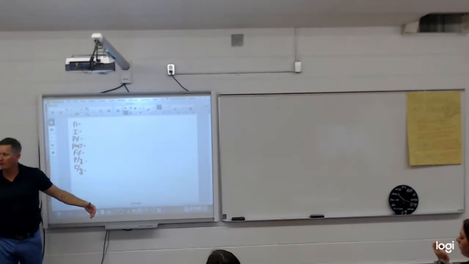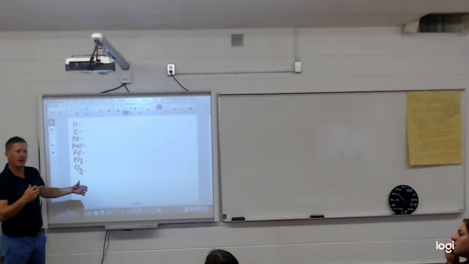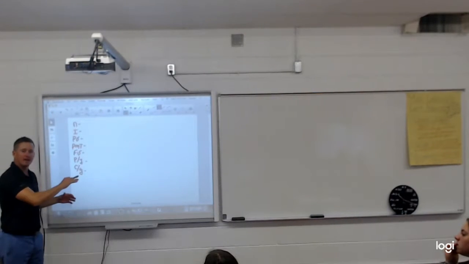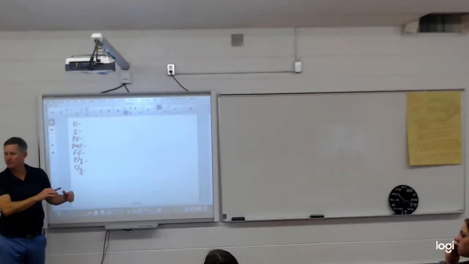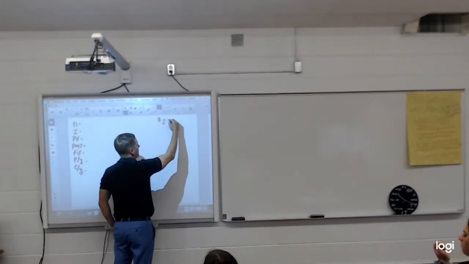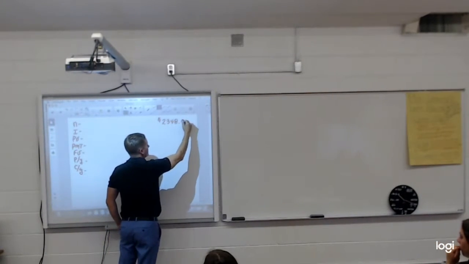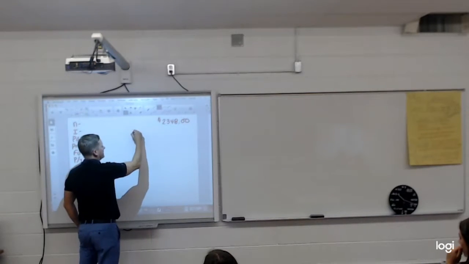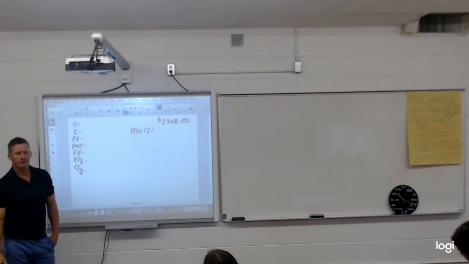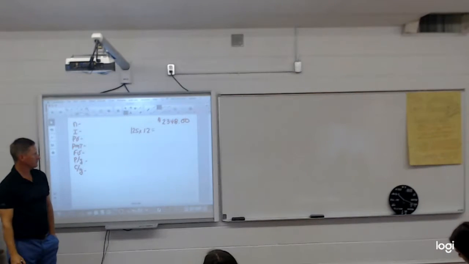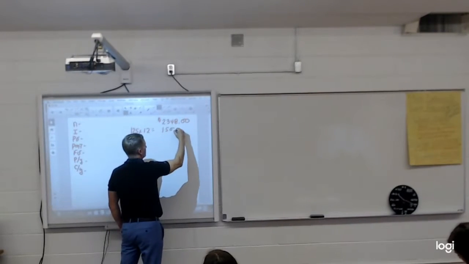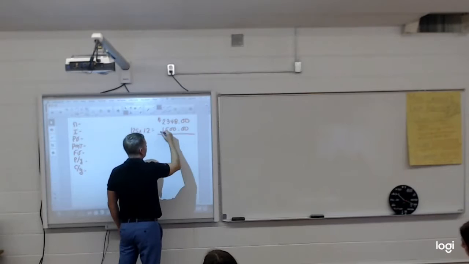For the first 12 months, he pays $125 each month, right? And all of that comes off of the actual price. Agreed? So he's paying $2,348, and I need 125 by 12. 1,500. So far he's paid 1,500.